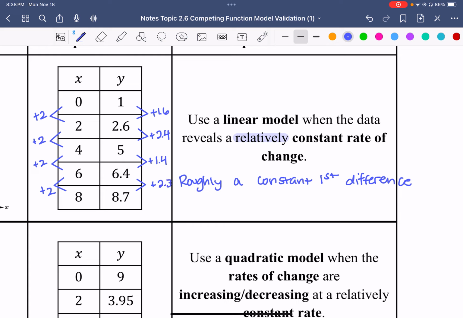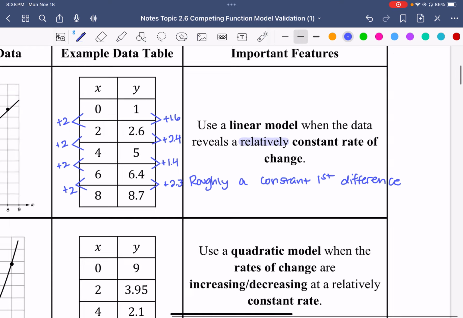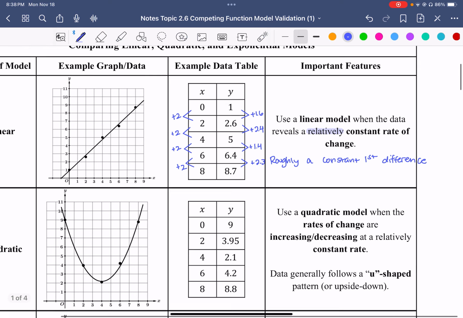So notice that the numbers are not exactly the same. That's why the word roughly is important. Relatively or roughly a constant rate of change. These numbers are all somewhere around 1.5 and 2.5. So even though they're not the exact same, they're very, very close. They're a lot closer to each other than, say, 10 to 100. Those are really far apart, but these are not that far apart. So that's relatively a constant rate of change.